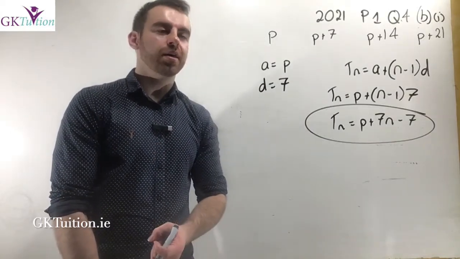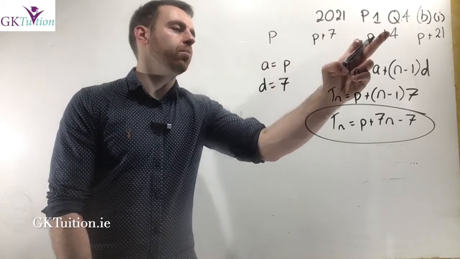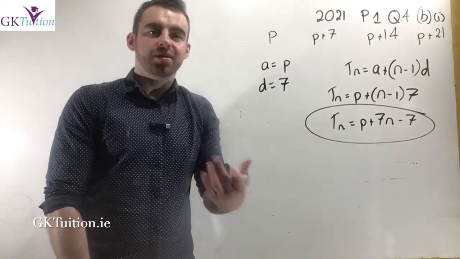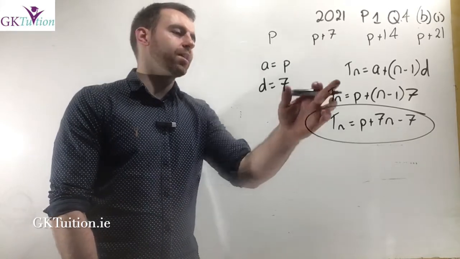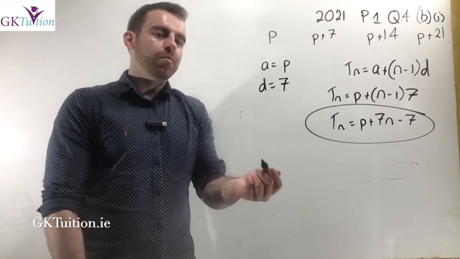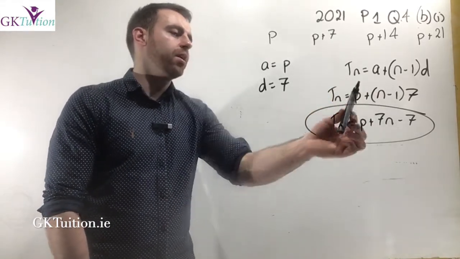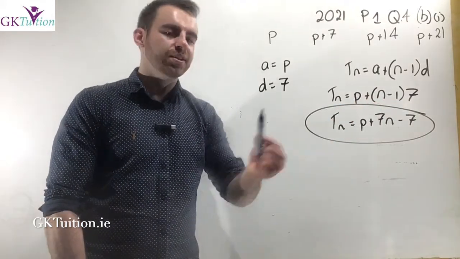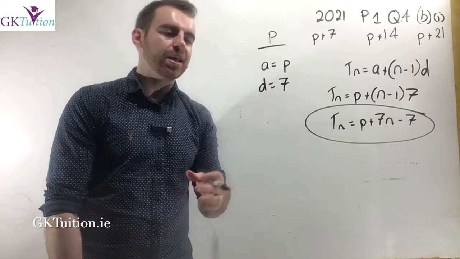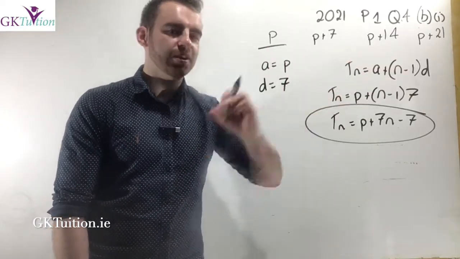In B part I, we're given an arithmetic pattern. It's p plus 7, p plus 14, p plus 21. Essentially, it's just adding on 7 each time. And we're asked to get Tn, the general formula for this arithmetic pattern. Remember, when we're getting our general formula, you can go to your maths tables and the formula is there. It tells me that A is the first term and D is the common difference. In this case, clearly A, the first term, is P, D, the common difference, is 7. It's obviously just going up by 7 each time.